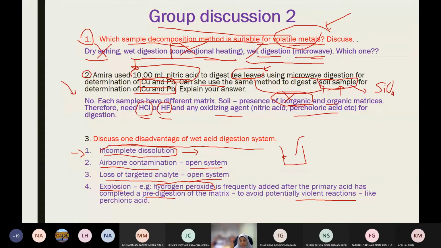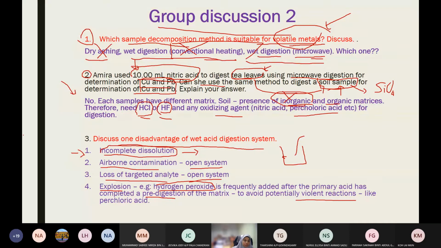Normally once you add the hydrogen peroxide, all your sample will become clear. They will completely dissolve, and the bubbles are no longer there. You can see the bubbles very clearly, and then you stop the reaction. So that's how we handle the reagent.